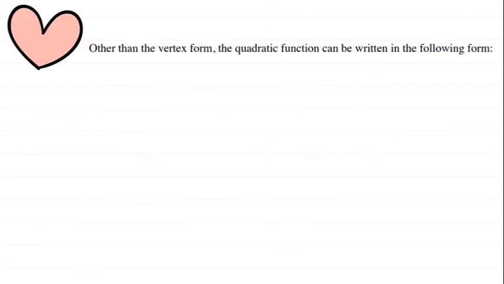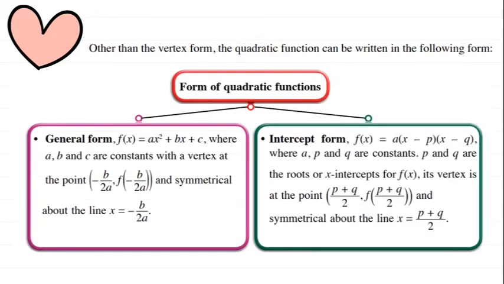Okay, other than vertex form, the quadratic function can be written in the following form. Okay, general form. This is the usual form that you learned before. f(x) equal to ax squared plus bx plus c, where a, b and c are constants, with vertex at the point negative b over 2a, and symmetrical about the line x is equal to negative b over 2a.